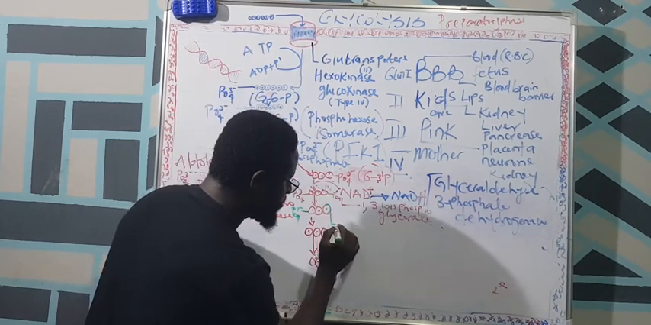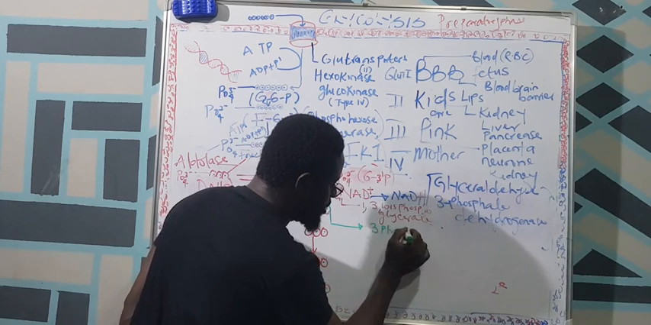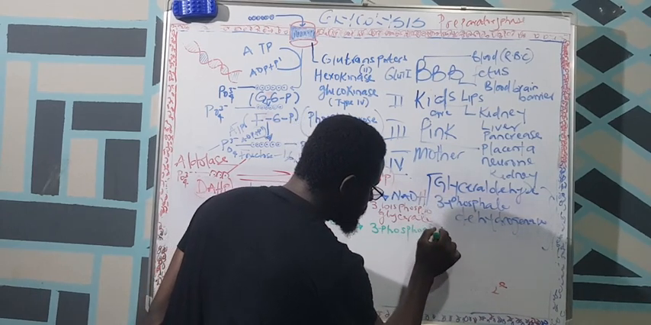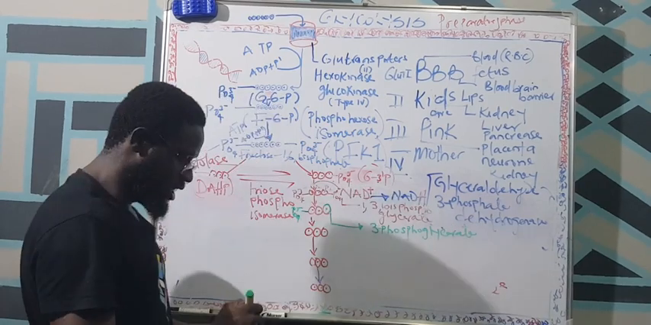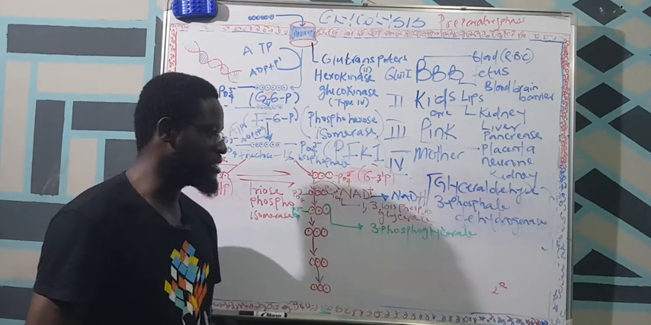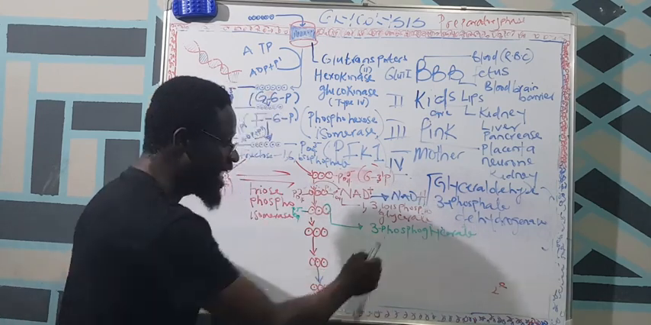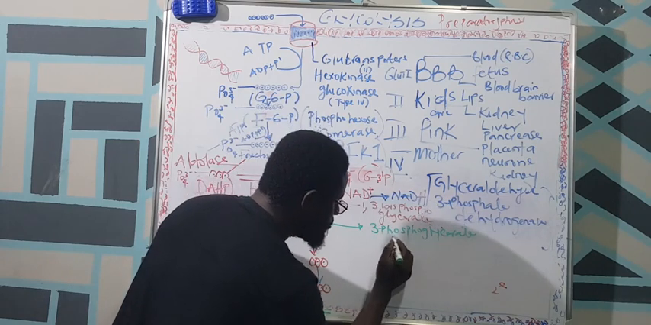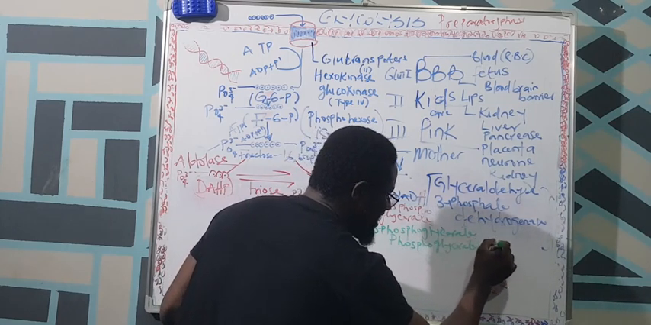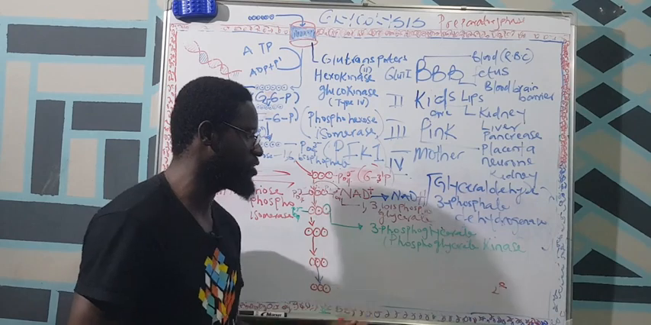So this particular molecule is called 3-phosphoglycerate. What is the enzyme that is responsible for this? Here we had 1,3-bisphosphoglycerate, and here we have 3-phosphoglycerate. That means we've lost a phosphate. Where did it go? So the enzyme that is responsible for this is called phosphoglycerate kinase. That is the name of the enzyme that catalyzes this reaction, changing 1,3-bisphosphoglycerate to 3-phosphoglycerate.